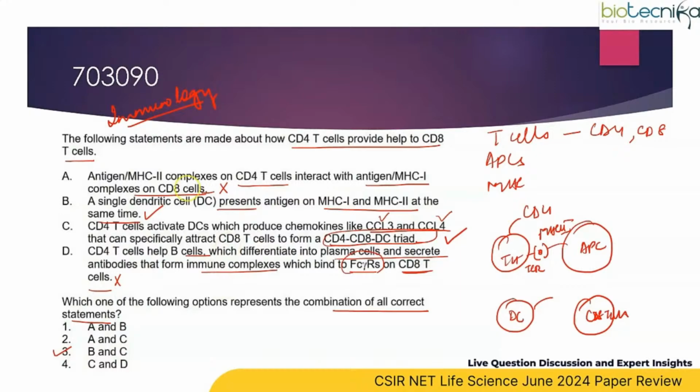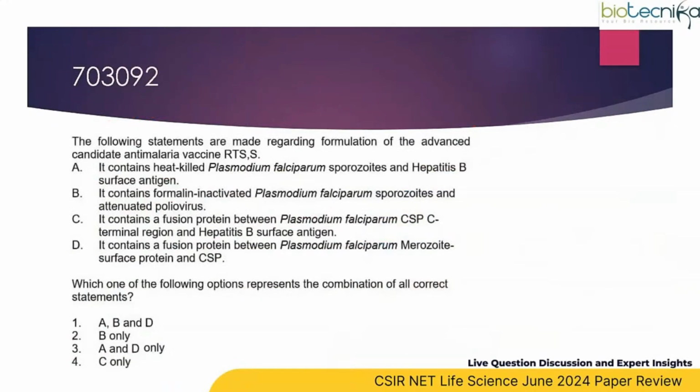So this is, I would say, the difficulty level of this question is medium, not very simple, not very difficult though. But if you have some knowledge about all these cells, MHC, APCs, T cells and specifically dendritic cells, then you can easily solve this question. And let us move on to question number 703092.